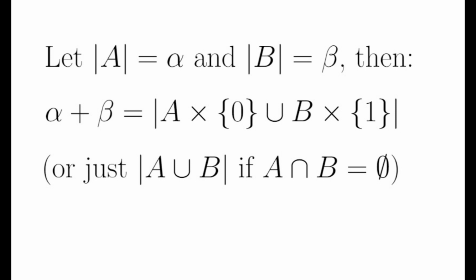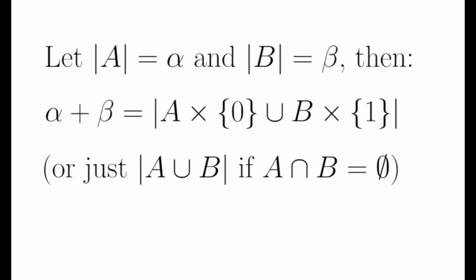Let's start with addition. Given two cardinal numbers, alpha and beta, let's consider two sets A and B, such that A has cardinality alpha and B has cardinality beta. Now, if they share no elements in common, in other words, if A intersect B is empty, then the cardinality of their union is equal to the sum of their cardinalities, which is alpha plus beta. So it's tempting to define the sum of alpha plus beta as the cardinality of A union B, but their intersection has to be empty.